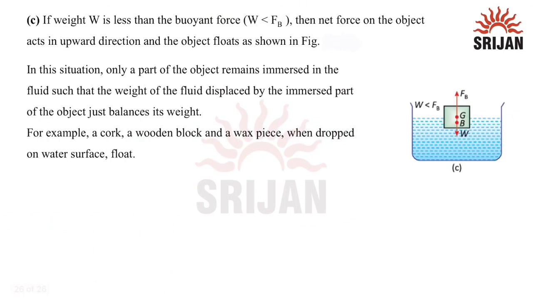Third can be that the weight W is less than the buoyant force. In this particular situation, the net force acting on the object acts in the upward direction and the object floats as shown in this particular figure. Now, in this situation, only a part of the object remains immersed in the fluid such that the weight of the fluid displaced by the immersed part of the object just balances its weight. For example, a cork, a wooden block, and a wax piece, when dropped on the water surface, they float.